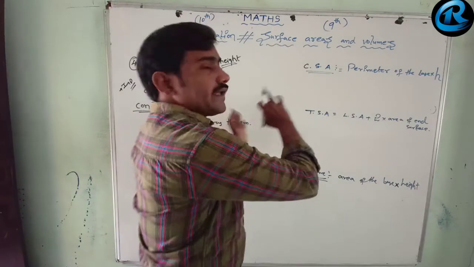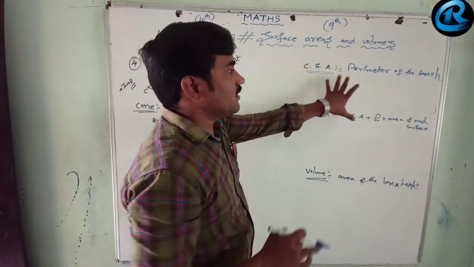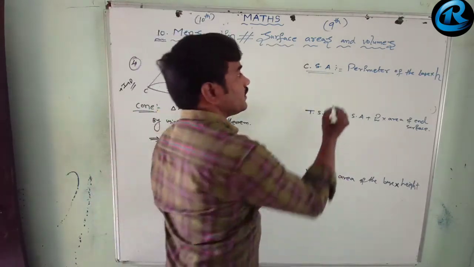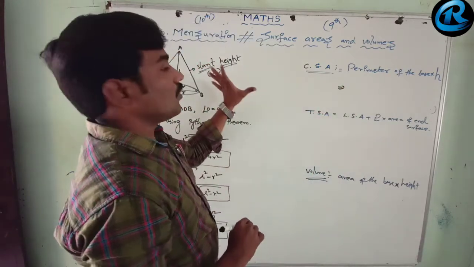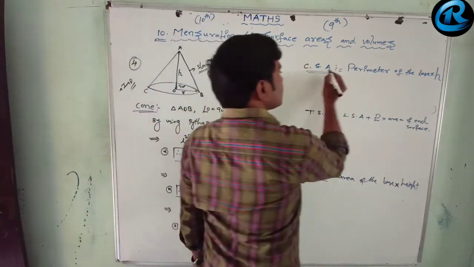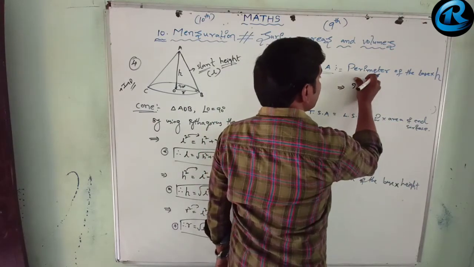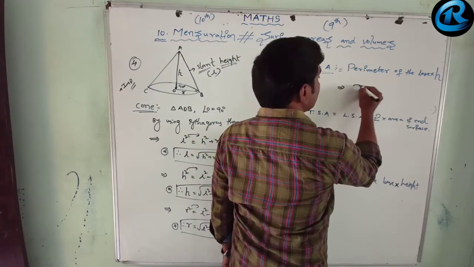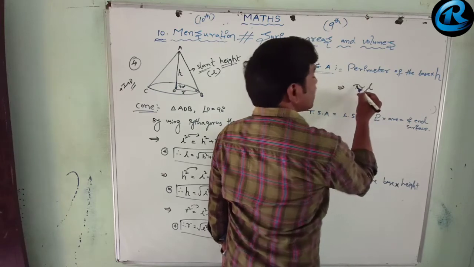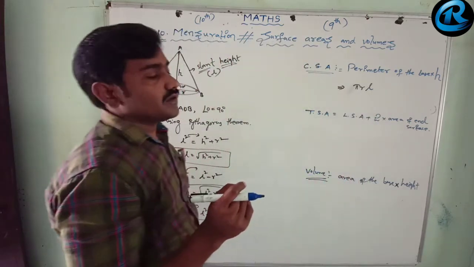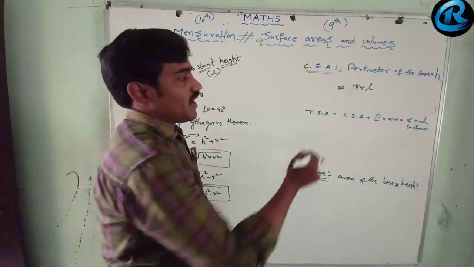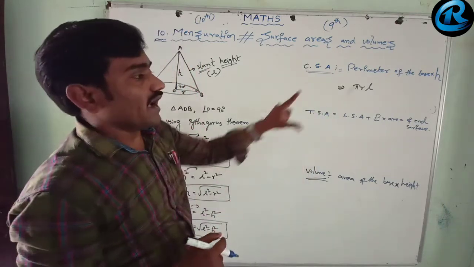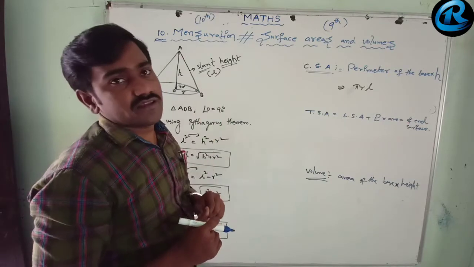Next, we go directly to the formulas. In this way we have already got it. If I explain everything, it takes time, so I will directly write the formulas of the cone. The curved surface area of the cone is pi r L. What is the meaning of pi? That is a constant, an irrational number, whose value is 22 by 7 or 3.14. r is the radius of the cone and L is the slant height of the cone.